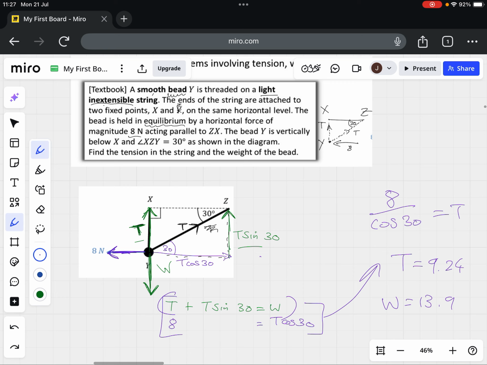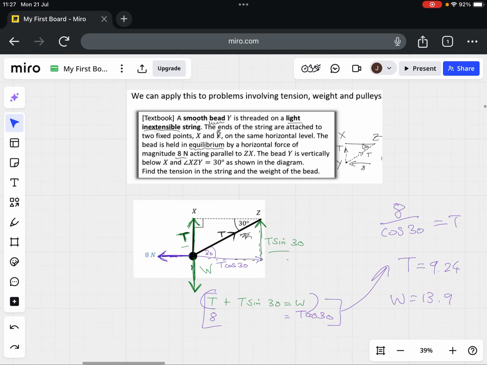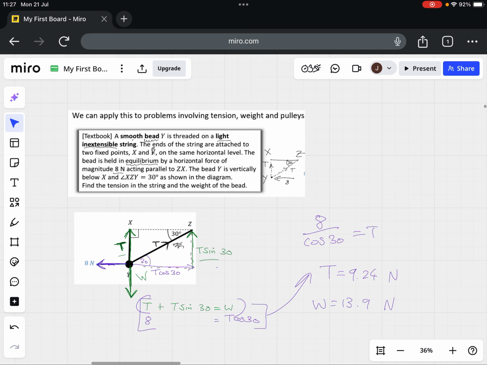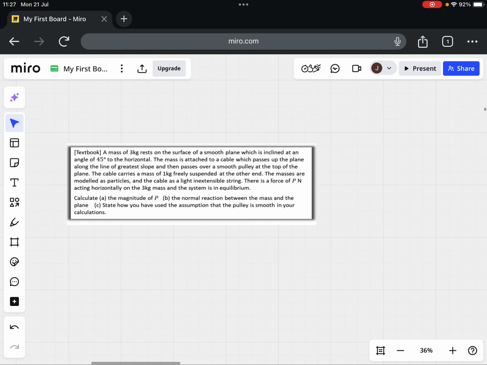No, it's not degrees, is it? It's just a weight, it's a force. A better answer would be to put newtons on the end because they're forces as well. So yeah, that's how we might do that one, for example.